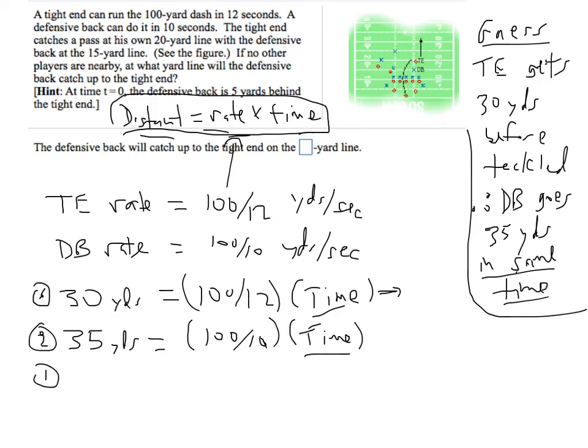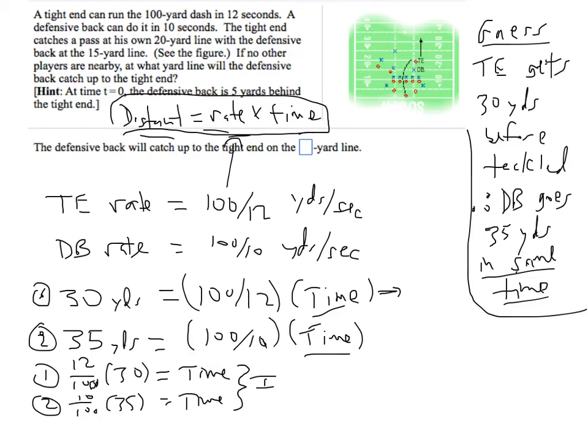So equation 1, if I multiply both sides by 12 100ths, I'll have 12 100ths times 30 is the time that it takes before the tight end is tackled. Equation 2 is 10 100ths times 35 is the time that it takes the defensive back before that happens. And so the question is, are these equal? 12 over 100 times 30 equal 10 over 100 times 35.